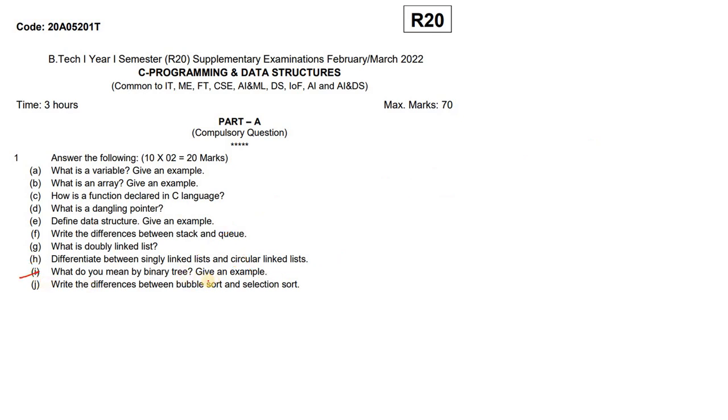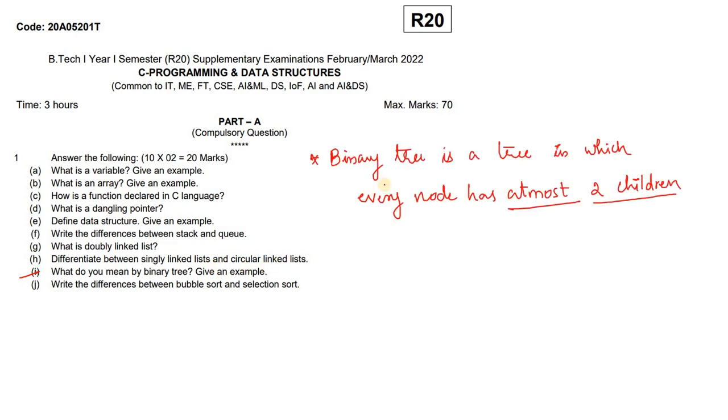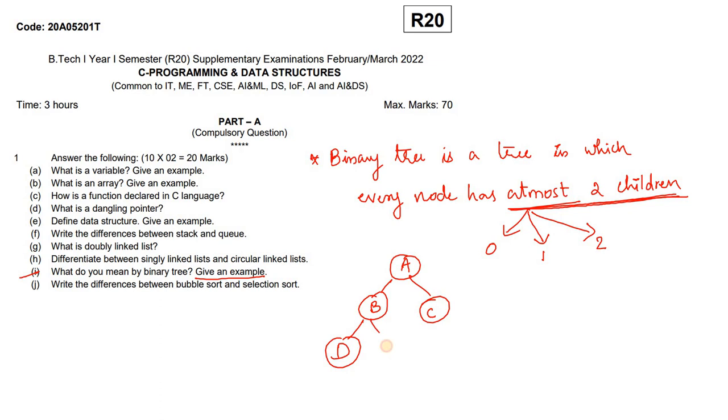What do you mean by binary tree? Give an example. There is a simple definition. A binary tree is a tree in which every node can have at most two children. That means maximum a node can have only two children. That means a node can have 0 children, or a node can have 1 child, or a node can have a maximum of 2 children. And it is also asking you to give an example. You simply draw a tree like this: A, B, C, D, E. Okay, so this is an example for a binary tree.